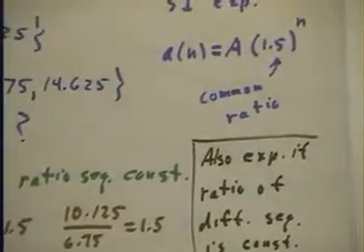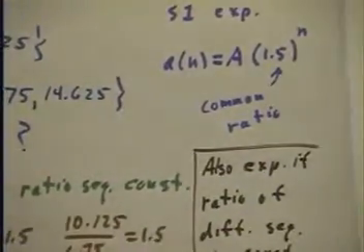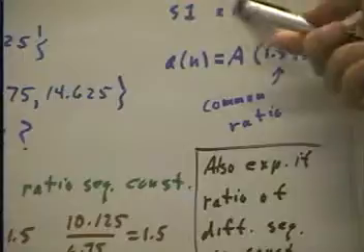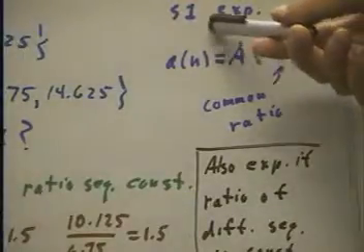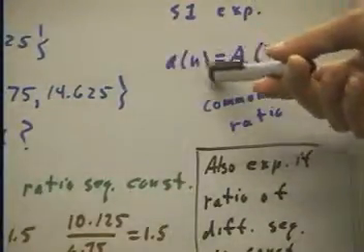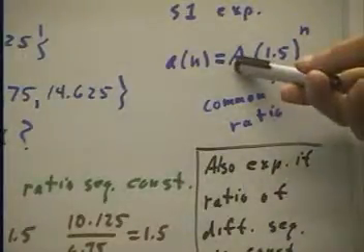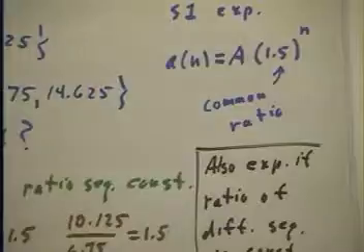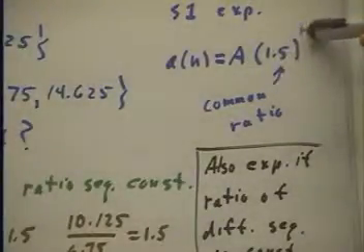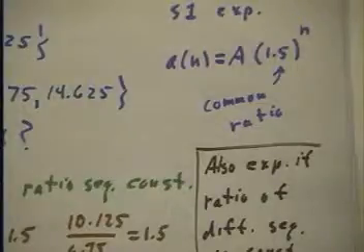So we see that the sequence S1 is exponential. We see the common ratio 1.5 in this sequence. So we say that the sequence is modeled by the function a of n equals big A times 1.5 to the n, where big A is some number that we haven't determined yet, and n is the number of the element in the sequence.